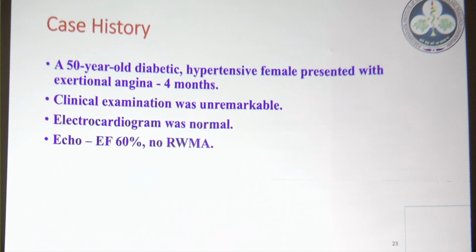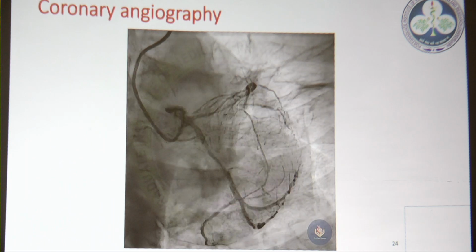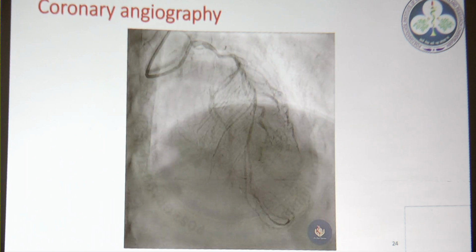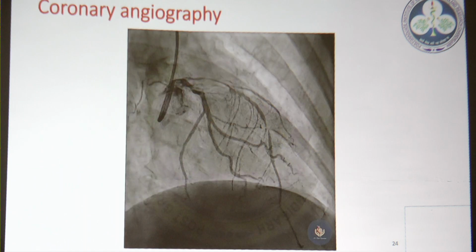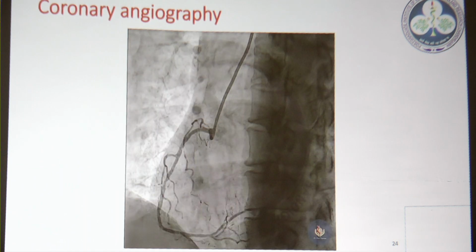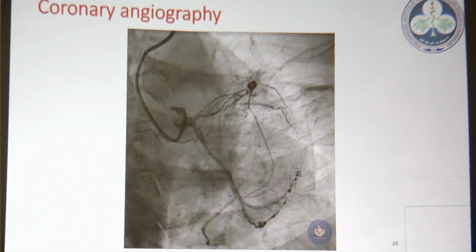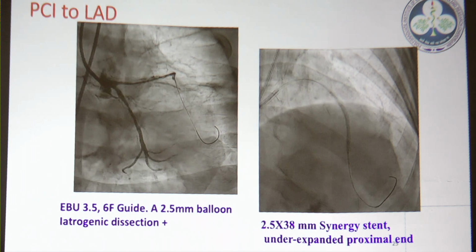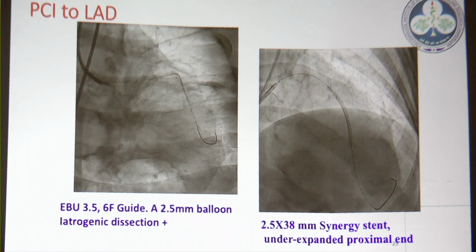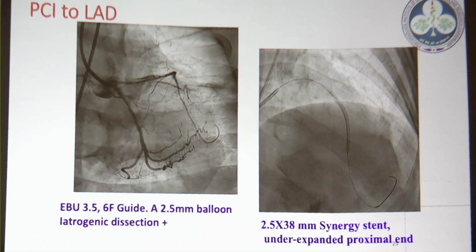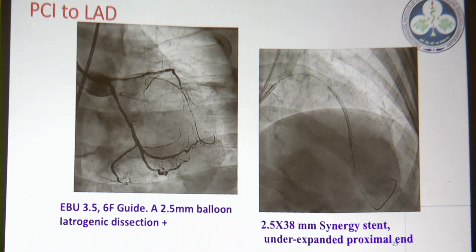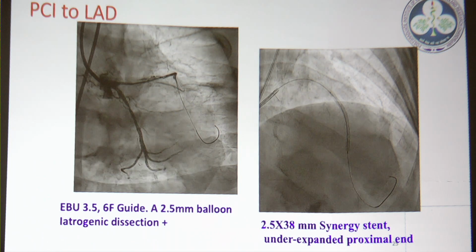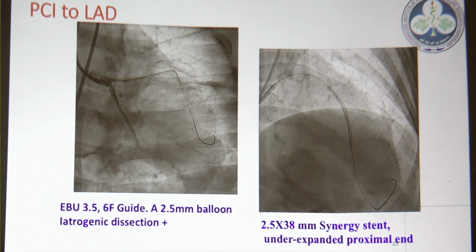This is the case of a 50-year-old diabetic hypertensive female who presented with exertional angina, and this is what the LCX which is significant. The LAD is diffusely diseased from proximal to distal part. RCA is normal. You can very well appreciate there is no significant calcium on fluoroscopy, angiography. It's okay. So we did put a stent across, 2.5 x 38. The proximal part is somewhat under expanded, you can very well appreciate.